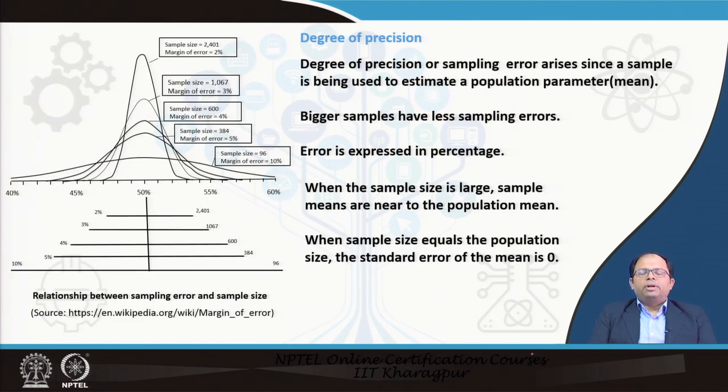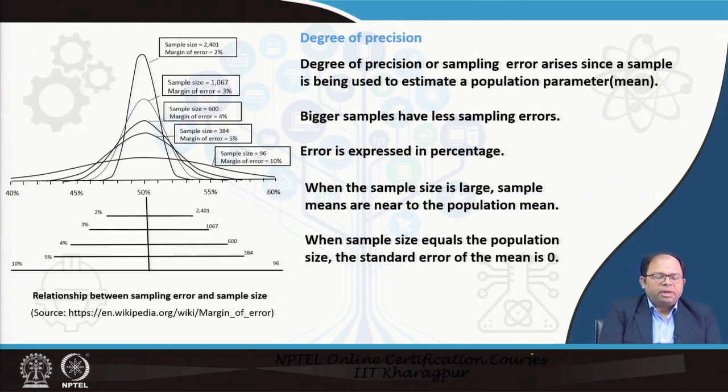Then talking about degree of precision. Degree of precision or sampling error arises since a sample is being used to estimate a population parameter, maybe the mean in this case. Of course, because we are using a sample, the sampling error is there because the sample mean is not going to be the same as the parameter mean. But the bigger the sample, the less the sampling error.